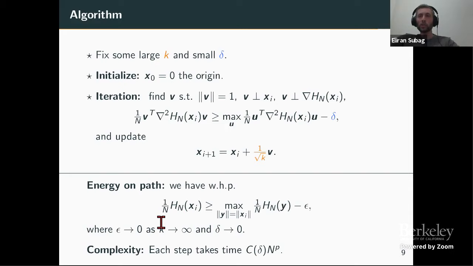You can also check that the complexity of each iterate is some constant that depends on delta and the size of your input. All the complexity is essentially of computing this Hessian, and then you just do power iteration to get the vector V. You just do power iteration on the orthogonal space. This will be enough because we only need to find V with a delta error.